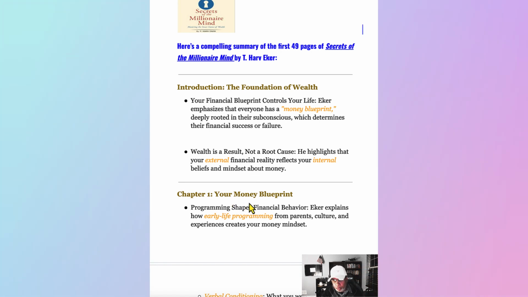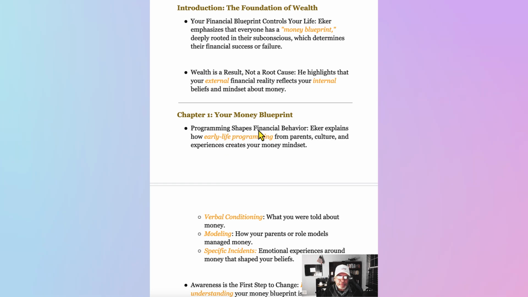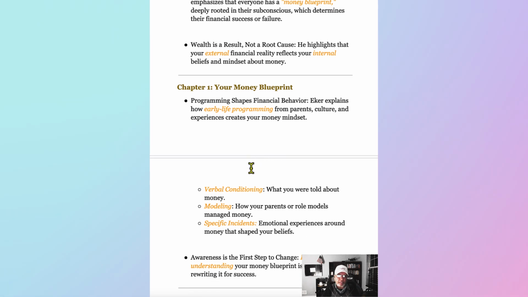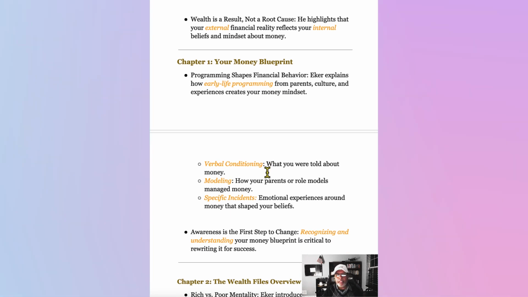Chapter 1, the money blueprint. Programming shapes financial behavior. Eker explains that early life programming from parents, culture, our surroundings, our siblings, and experiences creates your money mindset. I'll go over some things we've learned in the past, like verbal conditioning: what you were told about money, like money doesn't grow on trees, money's the root of all evil, stuff like that you've heard before. Modeling: how parents or role models manage money. You've probably seen your parents, or where they came from, say we've got to hoard, we've got to keep our money here because it's very tight. So the concept of money has always been scarcity.